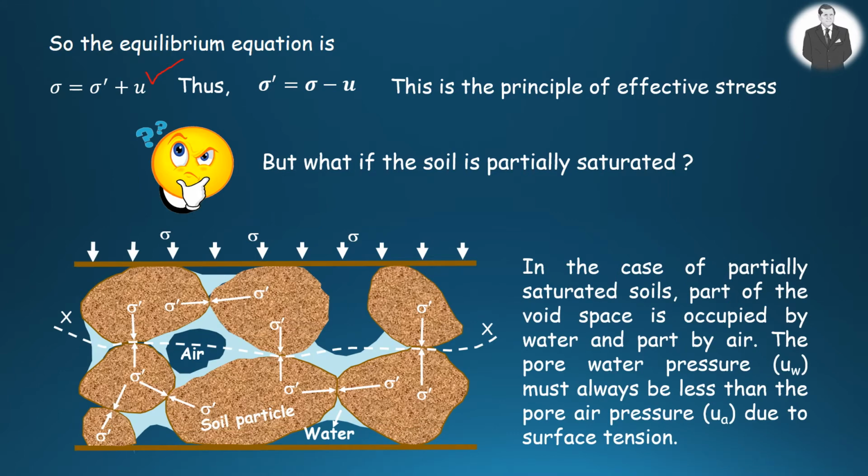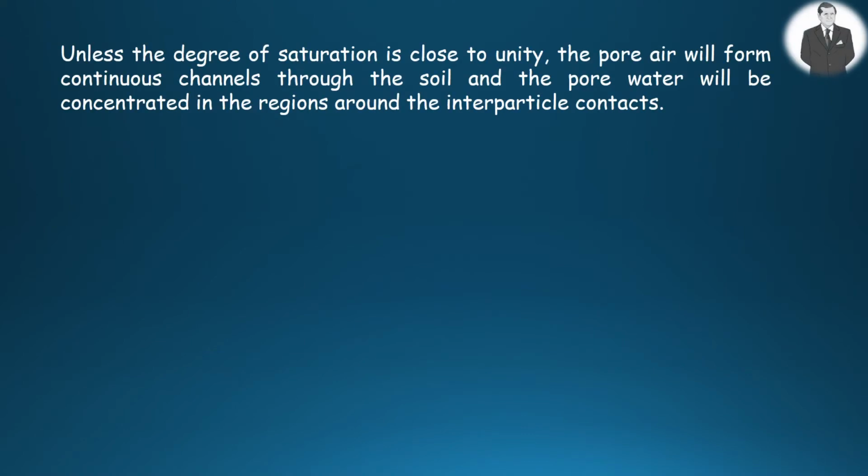In that case, part of the void space is occupied by water, as shown in the figure, and part by air. The pore water pressure must always be less than the pore air pressure due to surface tension. Unless the degree of saturation is next to unity, the pore air will form continuous channels through the soil and the pore water will be accumulated around the interparticle contacts.